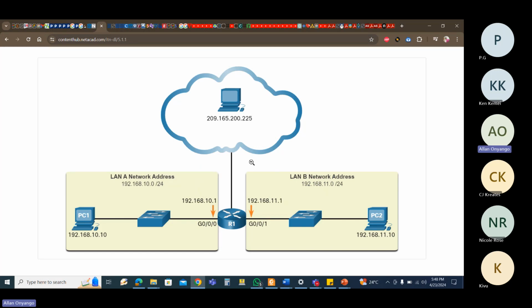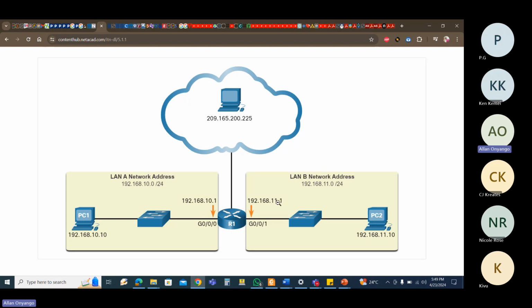Very organized, not bulky. When you look at, for example, this LAN network address, it is 192.168.10.0/24. PC1 here has an address of 192.168.10.10. The interface of the router R1, G0/0/0, has an address of 192.168.10.1. And the G0/0/1 interface has 192.168.11.1. And PC2 has 192.168.11.10.